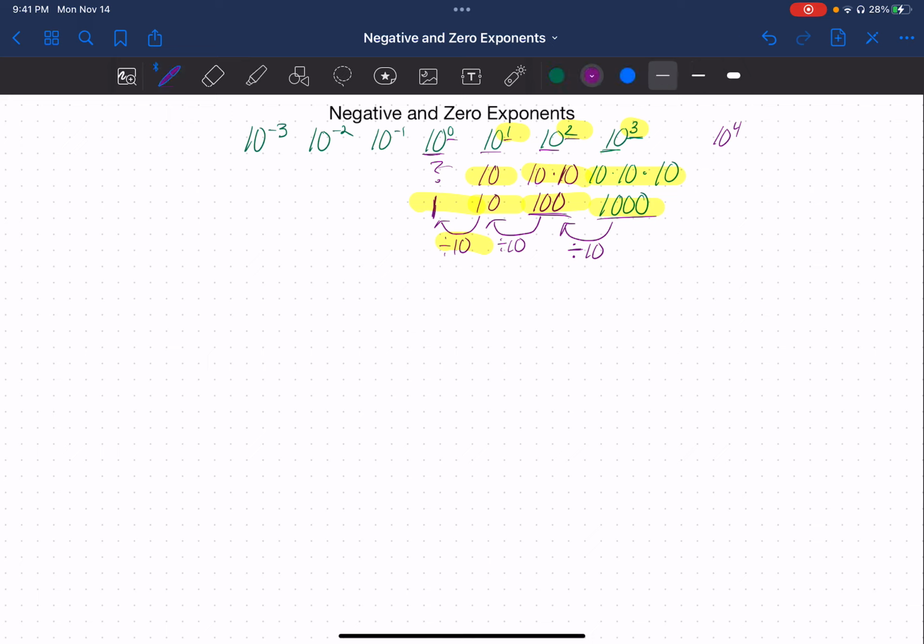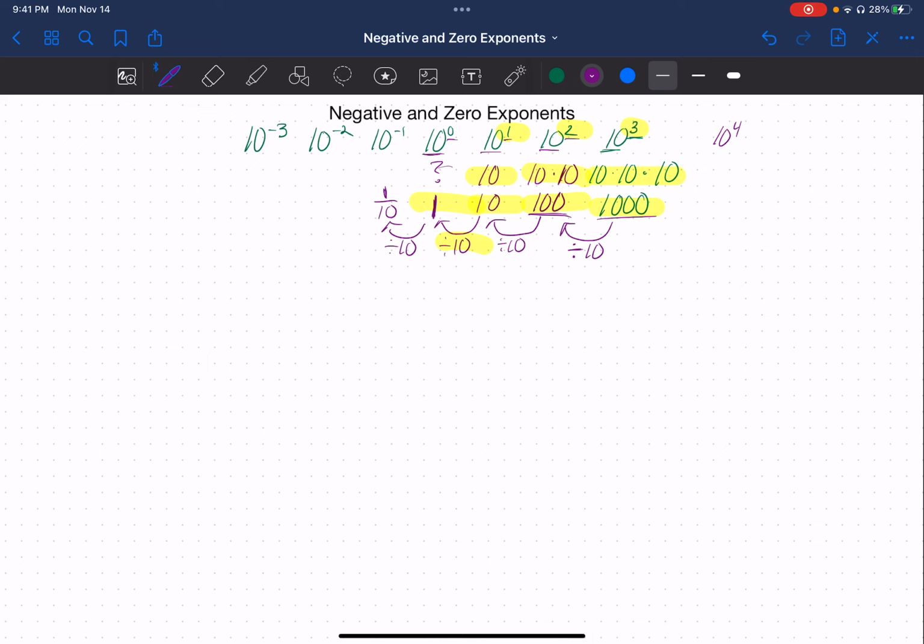And then let's keep on going, and we'll fill in that expansion slot in just a second. But to get from 10 to the 0, which is 1, we're dividing that by 10. Well, that means 10 to the negative 1 is going to be 1/10. 1 divided by 10, right? We could make that into a decimal. I like to have it as a fraction here, and you'll see why.